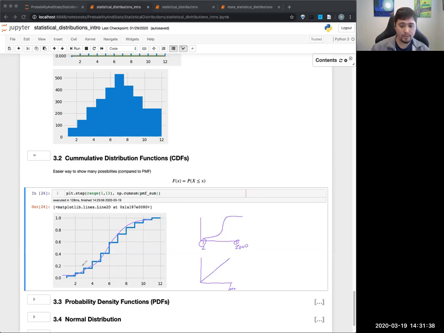Okay. I tried to show you guys how this relates with each other. So as you get more and more values in this stuff, you'll see CDFs look like this or a straight line. And that tells you basically that distribution.